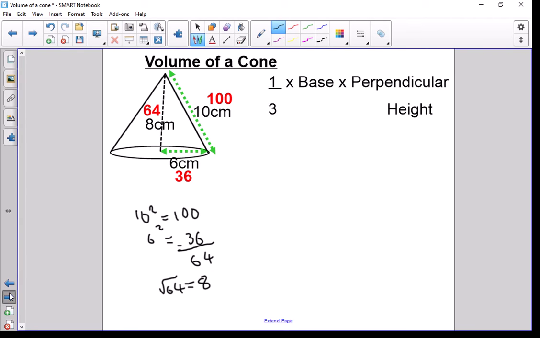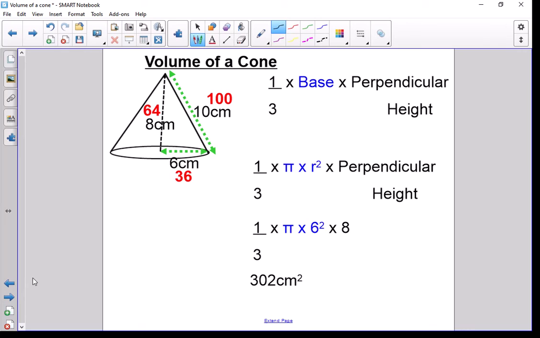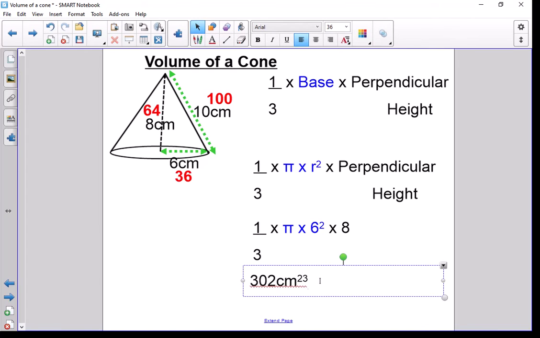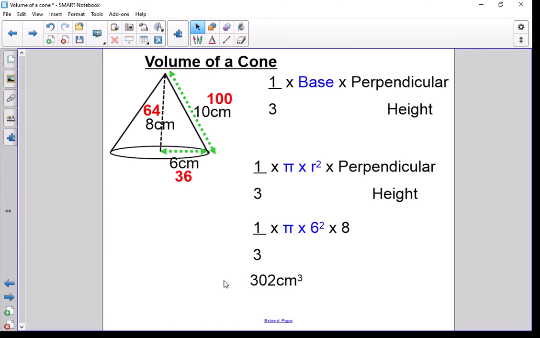Now let's look at how this all works out in the end. So it's base times perpendicular height times a third. So we're going to do a third times pi r squared times the perpendicular height. So we're doing a third times pi times 6 squared times 8, which gives us a volume of 302 centimeters cubed, because it's a volume. We've got a mistake there, let's correct that now. So let's just put a square around our units.